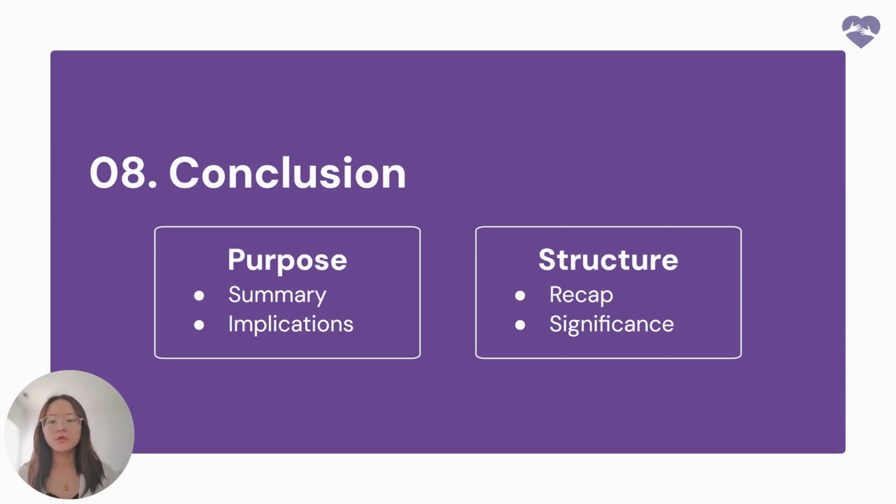Let's break it down. First, in terms of purpose, the conclusion serves two main functions. The first is to summarize the key findings from your research. Recap the most important points and make sure you address how they relate to your research question or hypothesis.